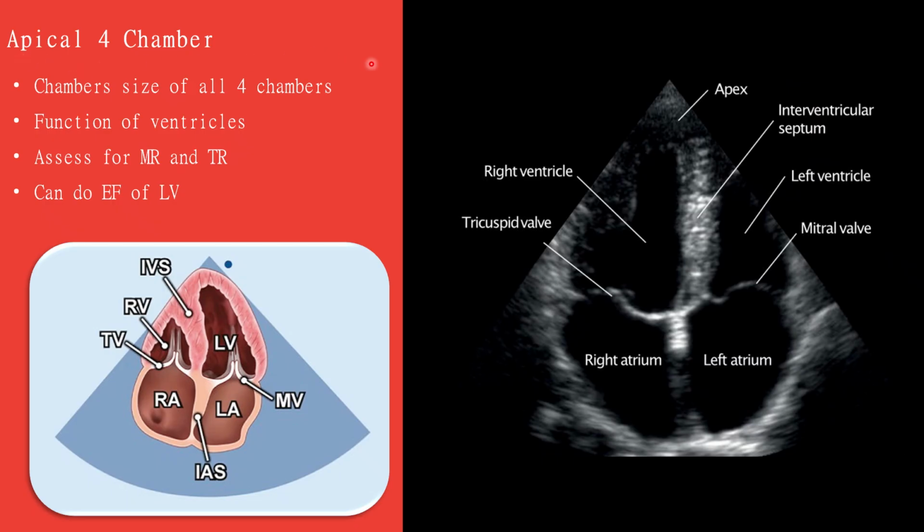Apical four-chamber. What do we see? We see the right atrium, the left atrium, the 2 valves, the tricuspid valve, mitral valve, right ventricle, left ventricle, the interventricular septum, and the interatrial septum, but this might not be a good view for that. We'll check for the chamber size of all 4 chambers, function of the ventricles, assess for mitral valve regurgitation and tricuspid valve regurgitation, and we get to the left ventricle ejection fraction right here.